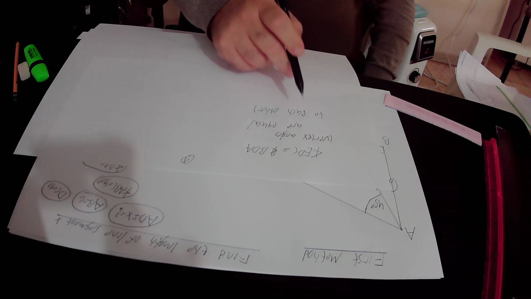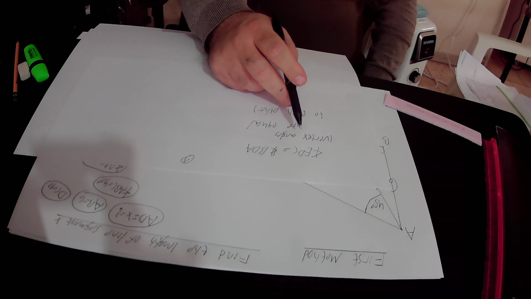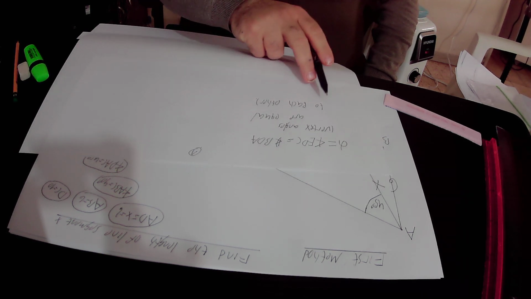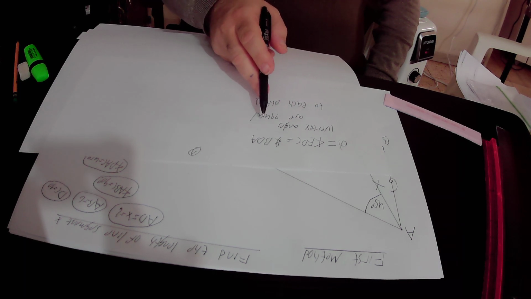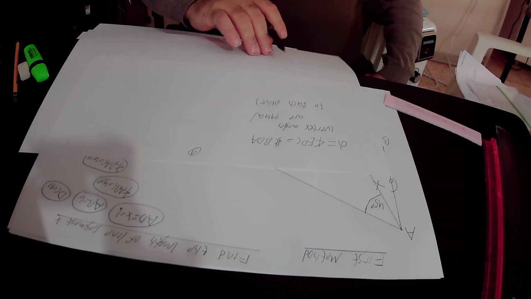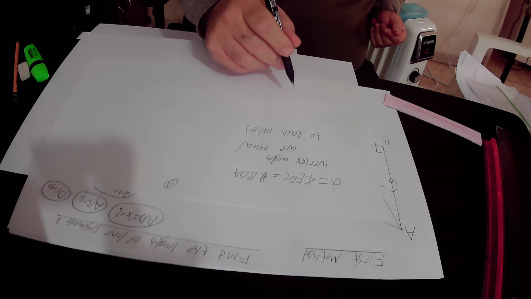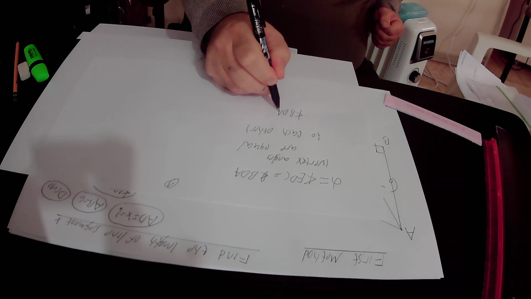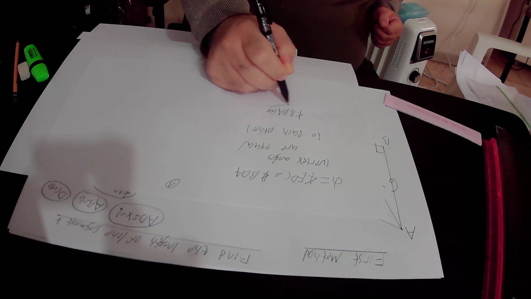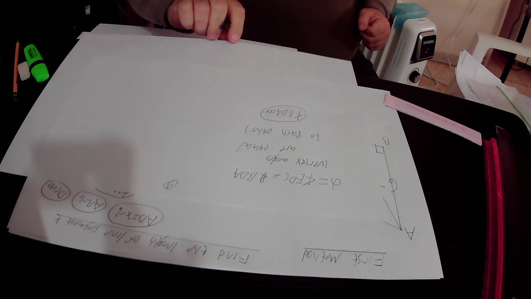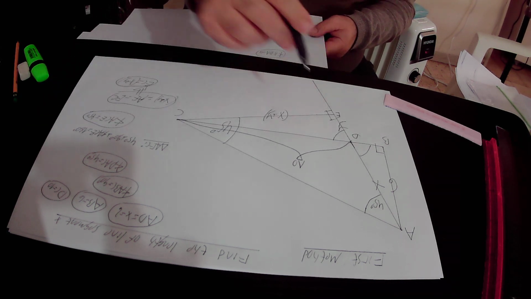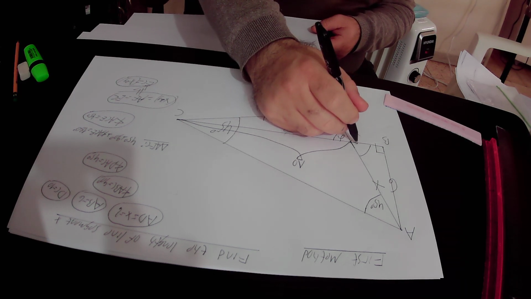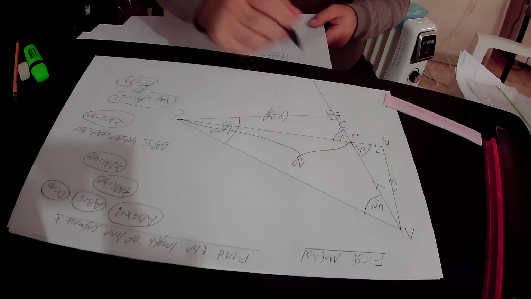Okay, and if we define angle EDC as alpha, then from this equation, alpha equals EDC equals BDA, we will derive that angle BDA is also equal to alpha. So if angle EDC is equal to alpha, then angle BDA will also be equal to alpha.